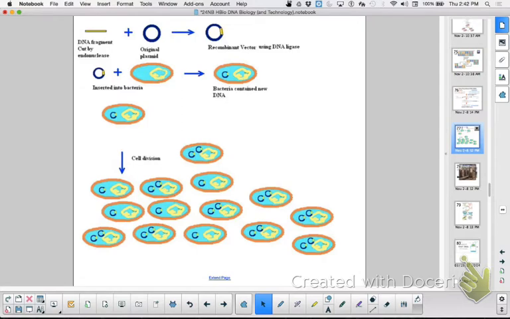Transformation. Boom, shakalaka. Watch out. Save some for us.